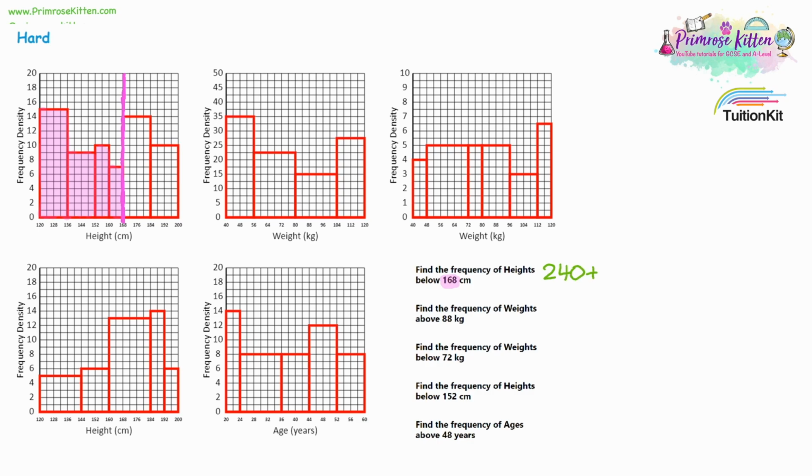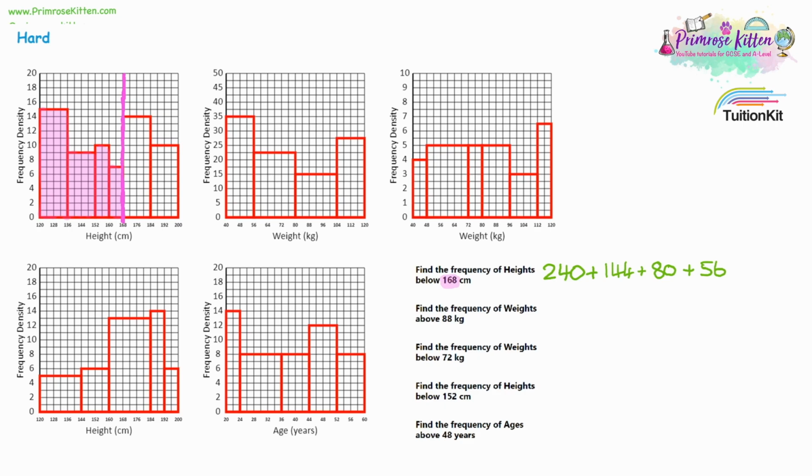The second bar is from 136 to 152. That's a width of 16. It goes all the way up to 9. The height's 9. 16 times 9 is going to give us 144. The third bar has a width of 8. It has a height of 10. That's to give us a total of 80. And the fourth bar, it has a width of 8. It has a height of 7. That's going to give us 56 if we do 8 times 7. So now we've worked out the 4 bars that I've shaded in. The 4 bars are less than 168.